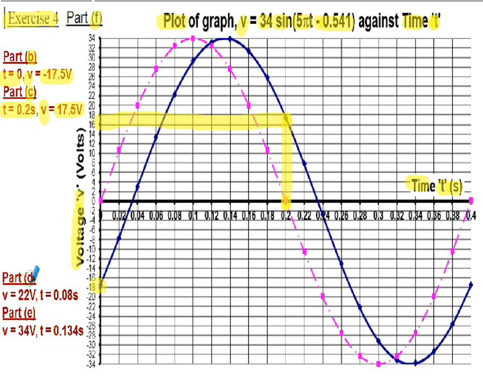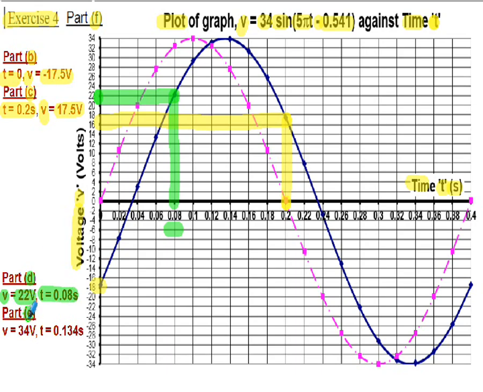If we now look at part D of the exercise, we were given the instantaneous voltage little v as being 22 volts, and we had to find the time associated with that voltage. So on our vertical axis at 22 volts, we now draw a line horizontally across until it hits our blue curve, and then drawing a line down to hit the horizontal axis, we can see the time is 0.08 seconds, which is what we got from our calculations.